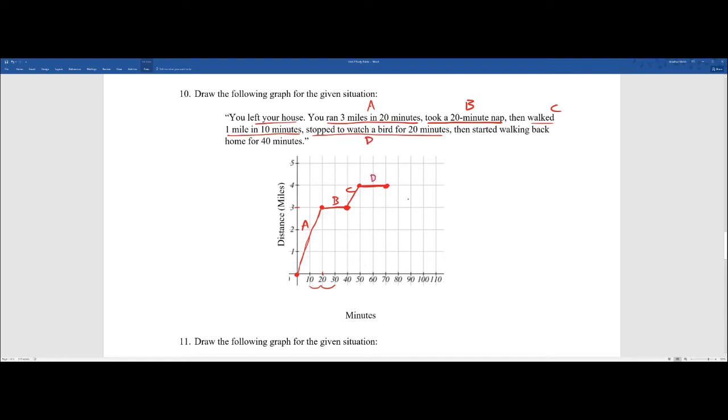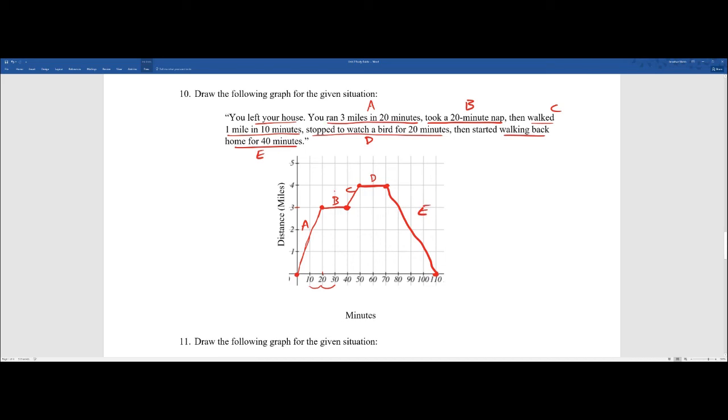We're not covering distance. All right, then we started walking back home for 40 minutes. So 70 plus 40 is 110. So here we are coming back, closing our distance. And there we go. That will be part E.